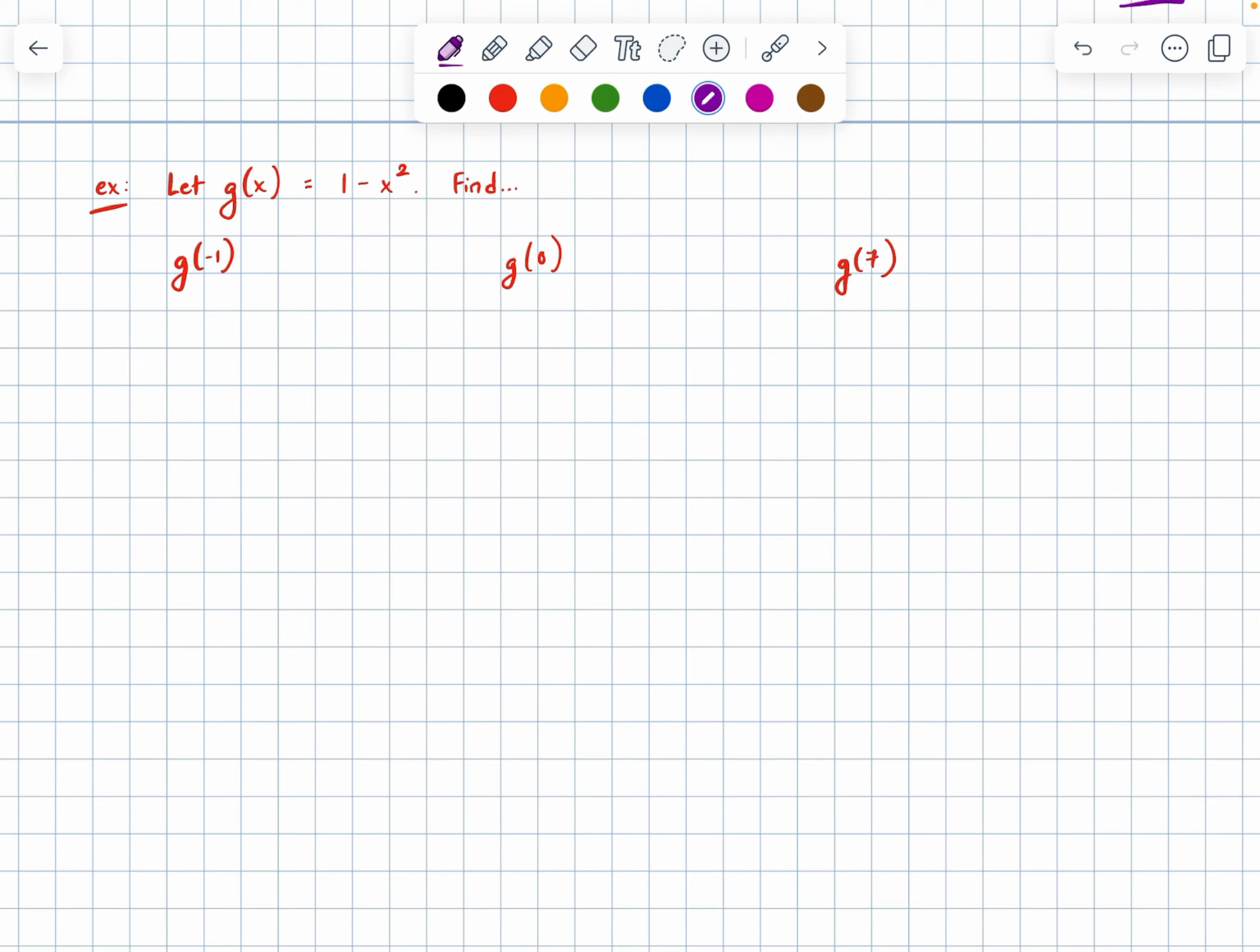So we've got g of x is equal to 1 minus x squared. Here's a quadratic function. I want to find the values of g of negative 1, g of 0, and g of 7. Have at it.